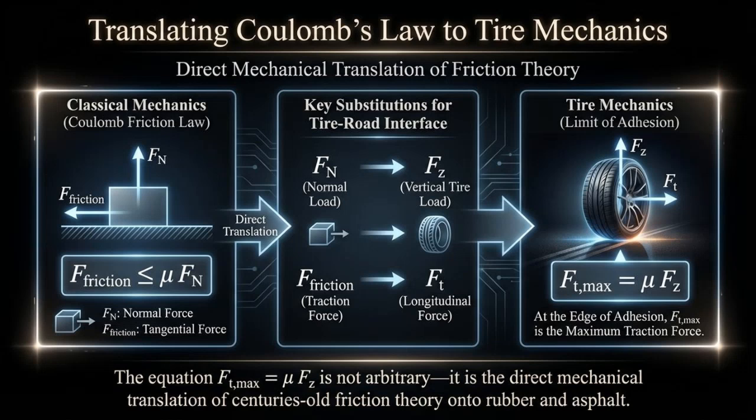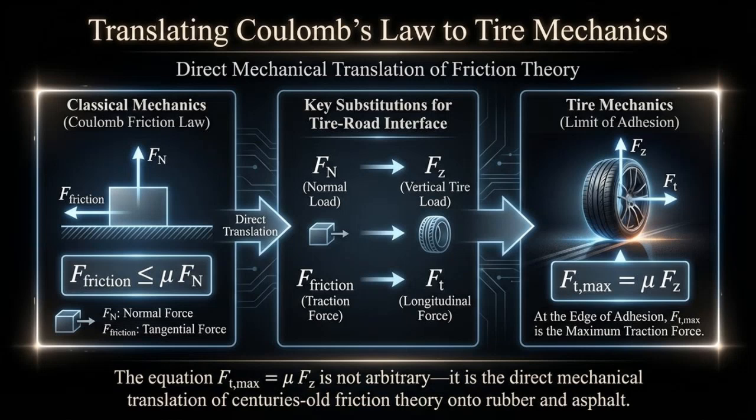Coulomb's law defines the maximum friction force that can exist between two surfaces. It states that the tangential friction force cannot exceed the product of the friction coefficient and the normal load. At the point of impending slip, this becomes F friction max equals mu times Fn. This simple rule sets the fundamental limit on how much force friction can provide.